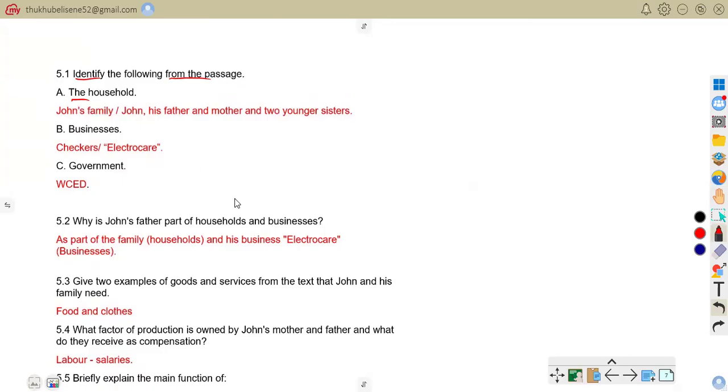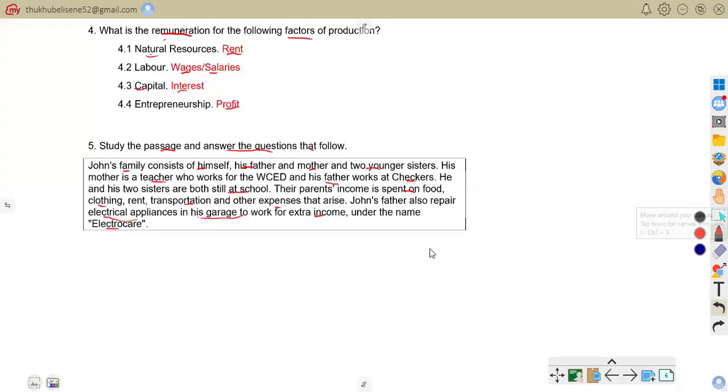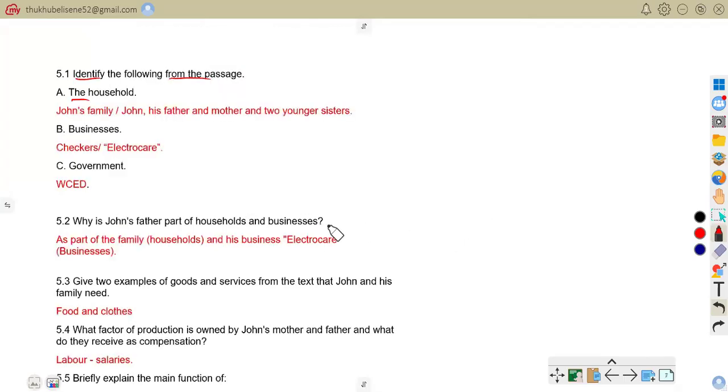The household. Who are the household? So from the passage, if you can go back to the passage, you can see the household is John and family that are living together. It's John's family. As you can see, John's family consists of himself, his father and mother, and 2 younger sisters. Those are our households. John's family live together as well as making decisions. So that is the household.